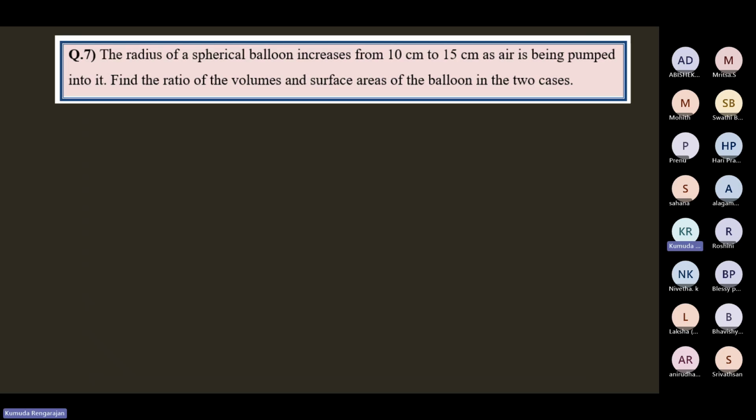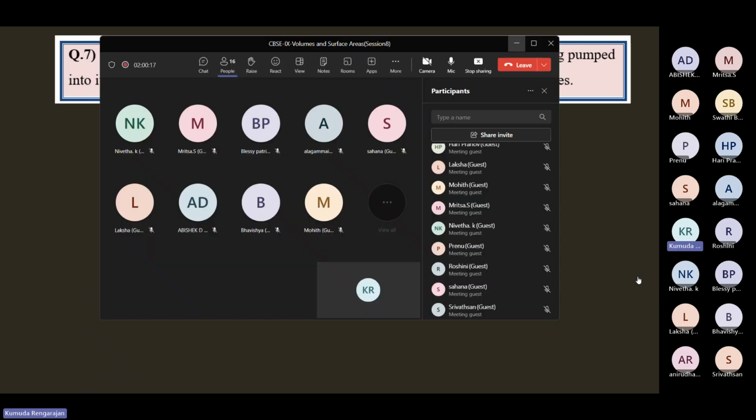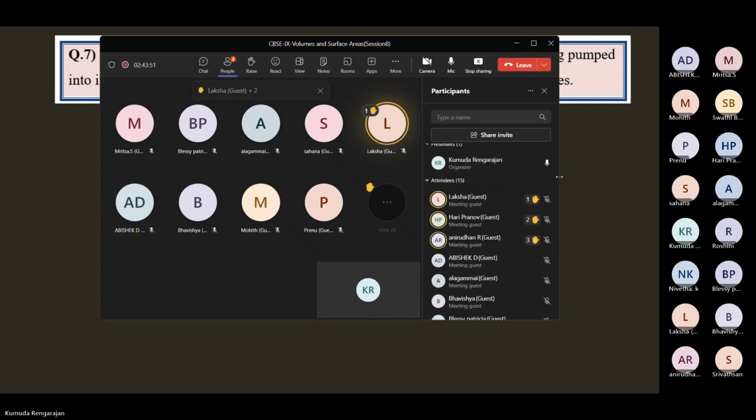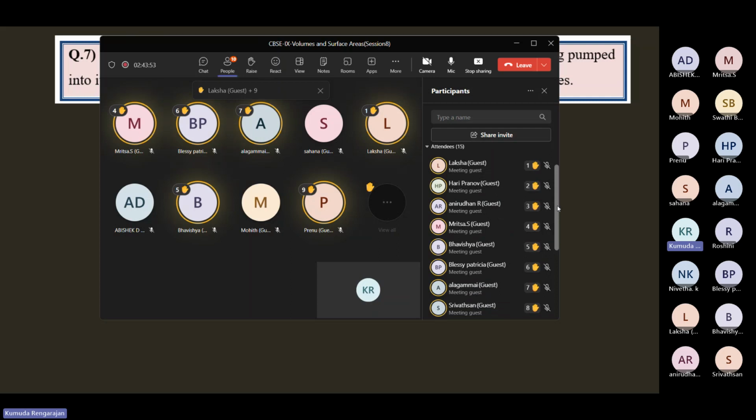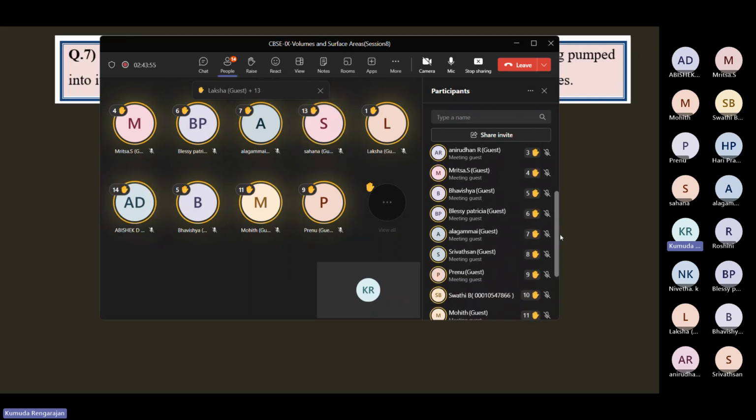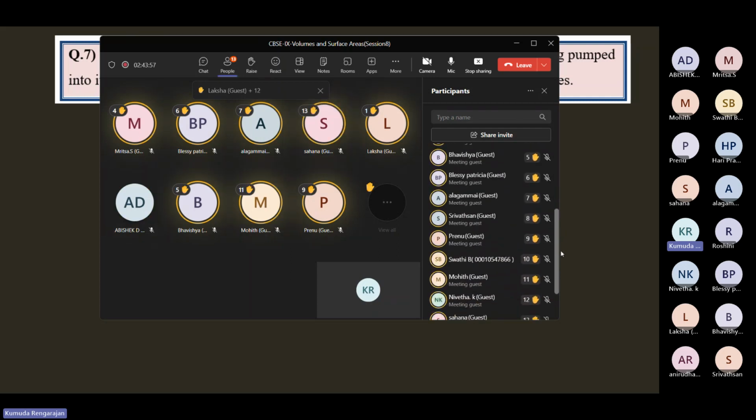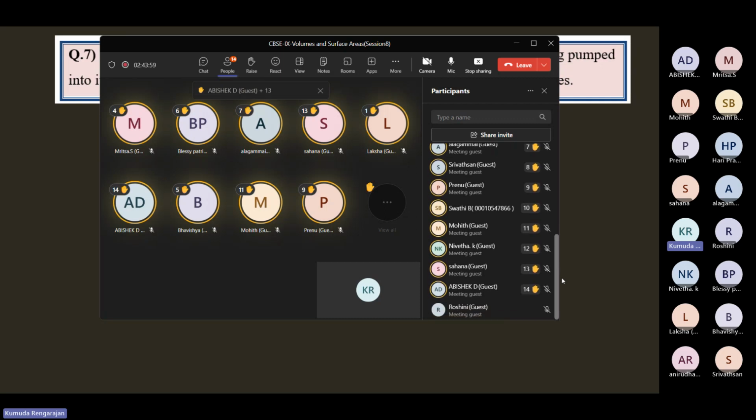Okay, the next one. The radius of a spherical balloon. Online students, use the emoji, raise your hand. Laksha, Haripranav, Anirudhan, Mritsa, Bhavishya, Blessy, Aragamai, Srivatsan, Prenu, Swati, Mohit, Niveda, Sahana, Abhishek, Roshni.